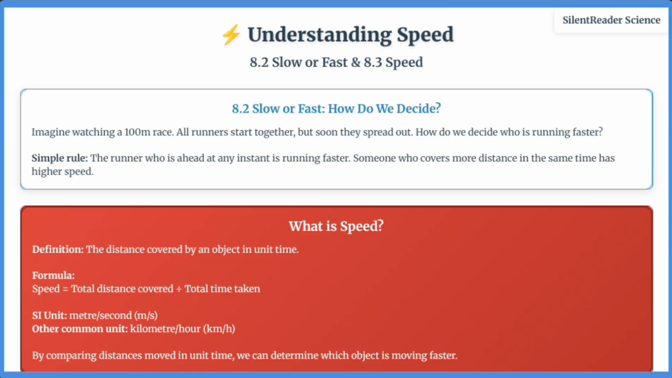Let's work through an example. If Swati's school is 3.6 kilometers from her house and it takes her 15 minutes to reach by bicycle, we calculate the speed as 3.6 kilometers divided by 15 minutes, which converts to 3,600 meters divided by 900 seconds, giving us 4 meters per second. The bicycle moves at 4 meters every second.